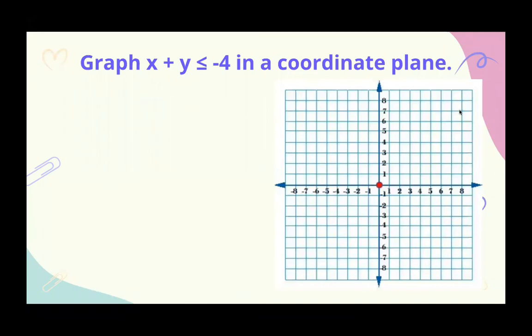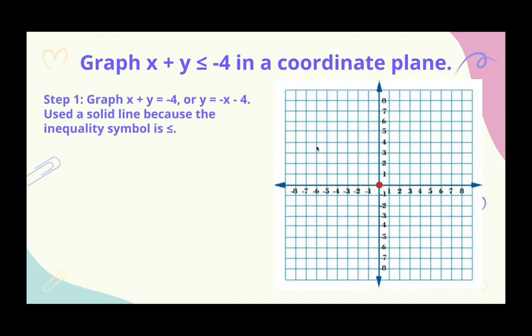Let's look at this other problem. We're going to graph x plus y is less than or equal to -4 in a coordinate plane. First, you want to graph your boundary line, and that's by using the related equation. So just replace your inequality symbol with an equal sign. We're going to use a solid line because the inequality symbol is less than or equal to. Now, once again, you can either use the intercepts method with standard form, or you can convert it into slope-intercept form. I'll show you how to do both of those methods.